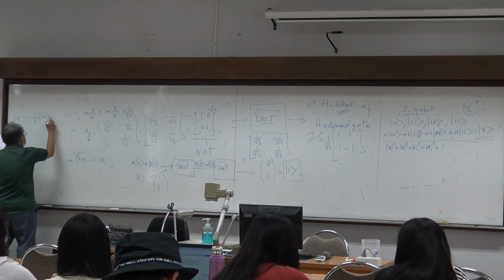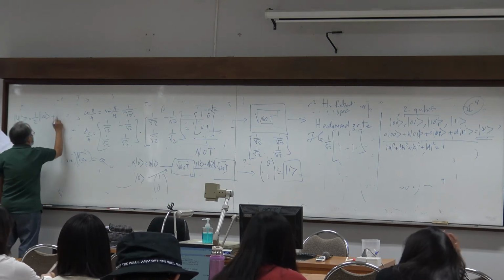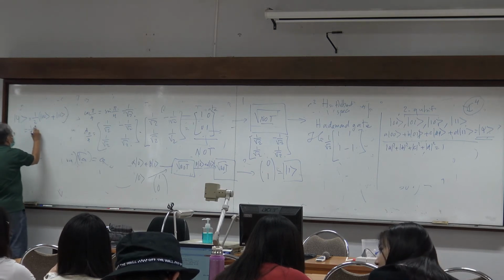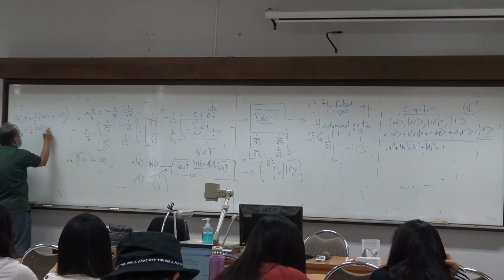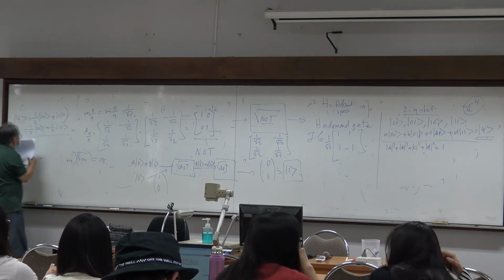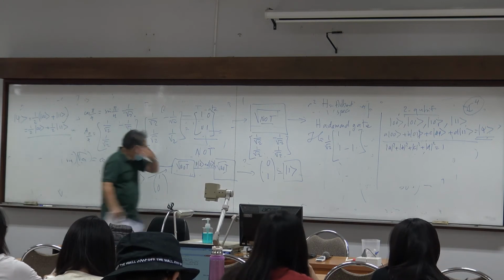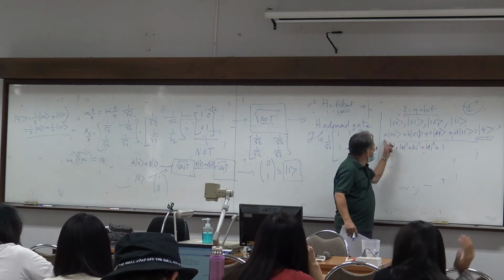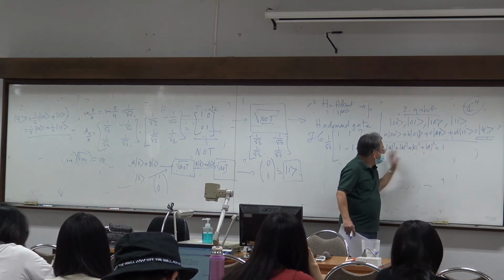0, 0 plus 1, 1. That means you have 1/2 of 0, 0 and plus 1/2 of 1, 1. This is one state. For 0, 1 and 1, 0, these are 0. This one is 0, this one is 0. Only these two are nonzero, but they still have up to now.